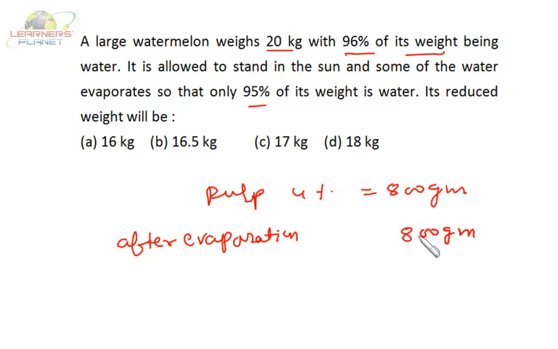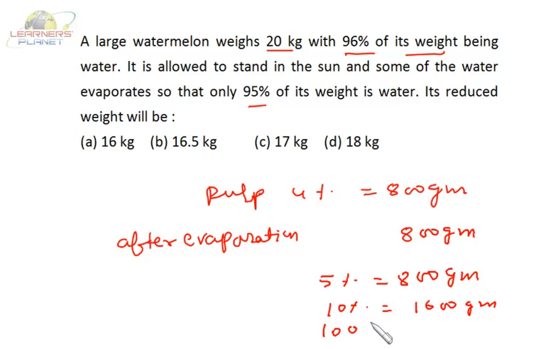Okay. Now we have to find out the reduced weight of the watermelon. Initially the pulp was 4%. Now the pulp is 5%. If 5% of X is 800, then what is the 100%? We have to find out. If 5% is 800 grams, then 10% is 1600 grams. That means 100% is 16 kilograms. Okay. So very simple problem. I hope you are clear.